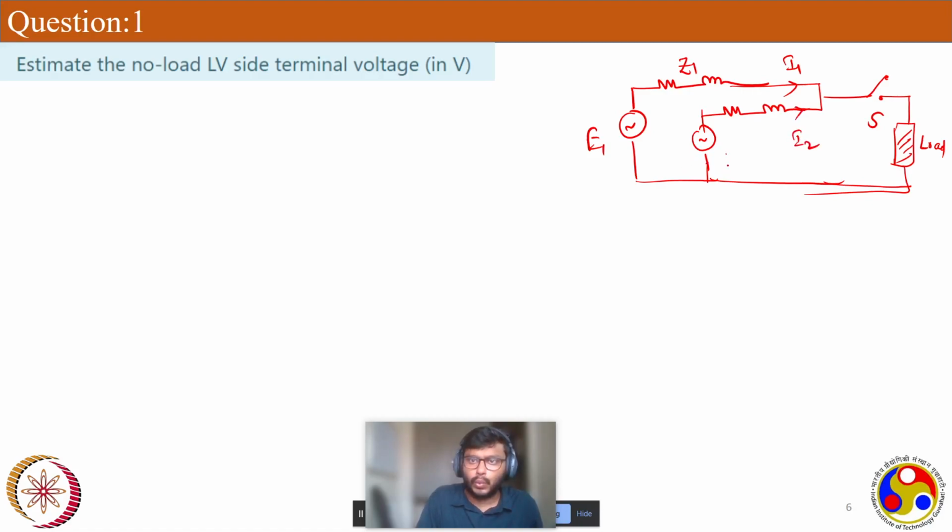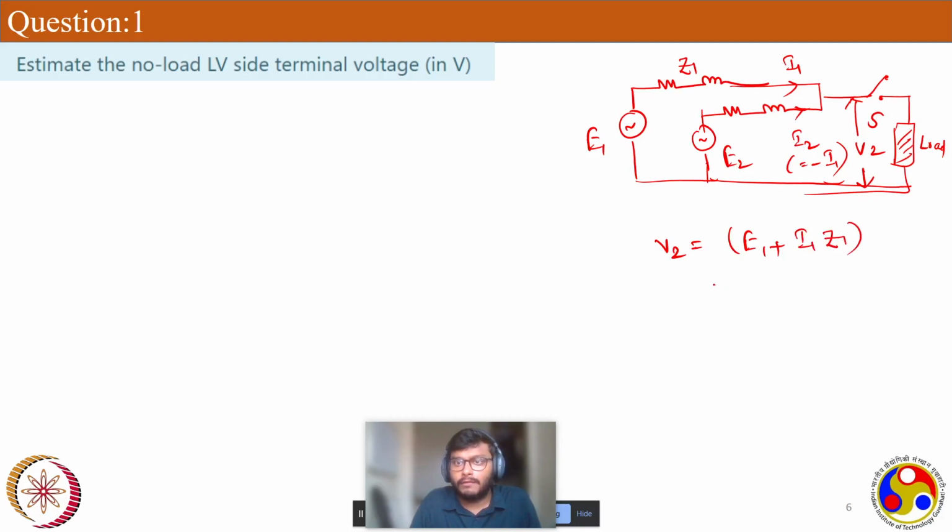this is I2. In this case, when there is no load, I2 will obviously be equal to minus I1, as we just saw in the no load condition. Now we were asked to find V2. It's very simple because there is no load on the output side. There is no load current. V2 is nothing but E1 minus I1 Z1, or E2 minus I2 Z2.